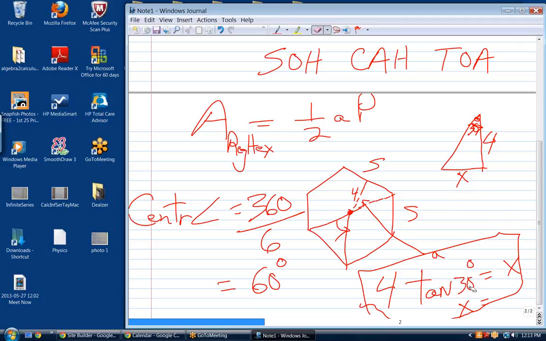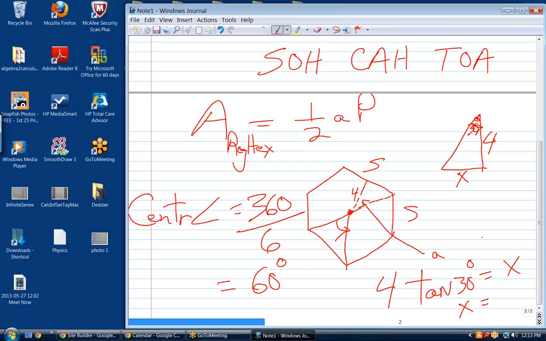What's that number? You have your calculator? Yeah, let me get it real quick. Okay. So do you just enter that in your calculator? Yeah. 4 times the tangent of 30. 4 times tangent of 30 degrees equals x. Just type in 4 times tangent of 30 degrees and you'll get a number.